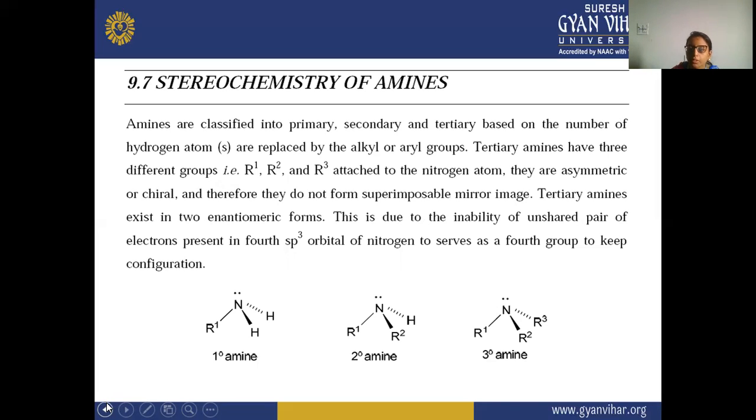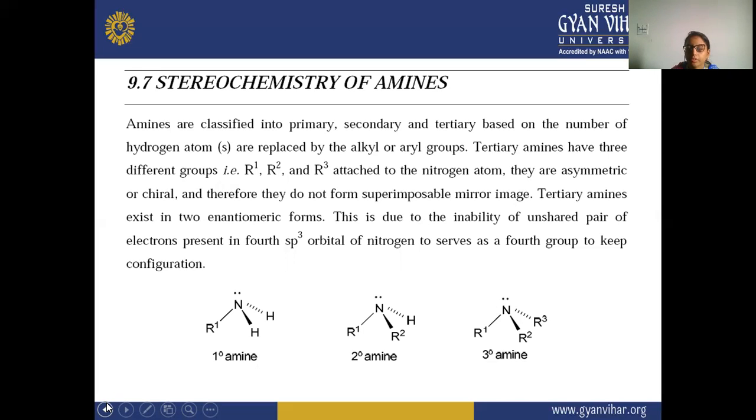So the tertiary amines show this property due to the inability of the unshared pair of electrons present in the fourth sp3 orbital of nitrogen to serve as a fourth group to keep the configuration. And these tertiary amines exist in two enantiomeric forms.